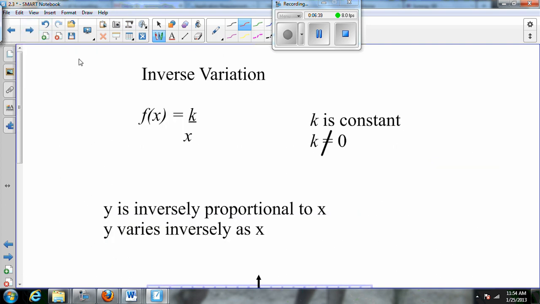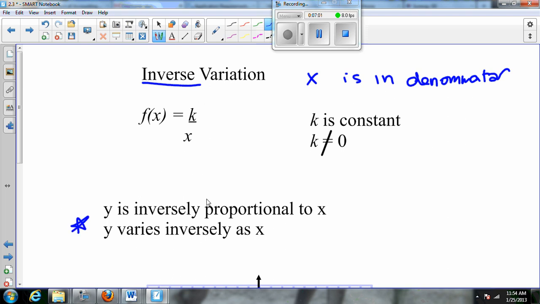You've also seen inverse variation before. It's the equation f of x equals k over x. X is in the denominator, that's what makes it inverse. K is our constant and it cannot be equal to 0. It is said that y is inversely proportional to x, or y varies inversely as x.